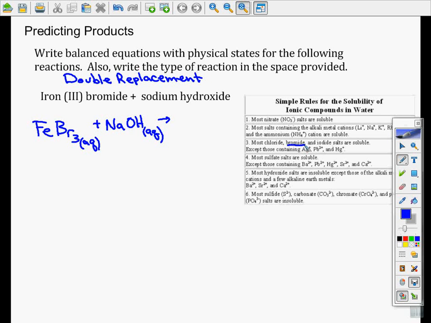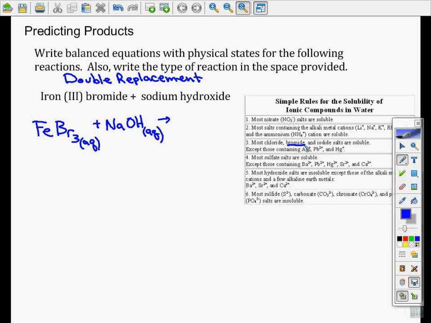Now to determine if this reaction actually occurs, what we have to do is figure out, is iron hydroxide, so we switch once again the cations. So if we switch a cation, is iron hydroxide going to be a solid? And in fact, most hydroxides are insoluble except those of alkalis. Well, iron's not an alkali. So it will in fact be a solid when we put these together.